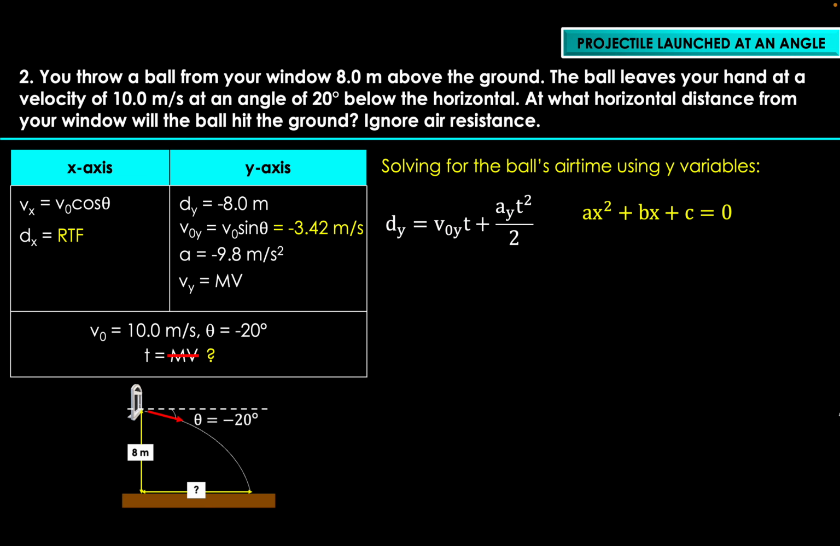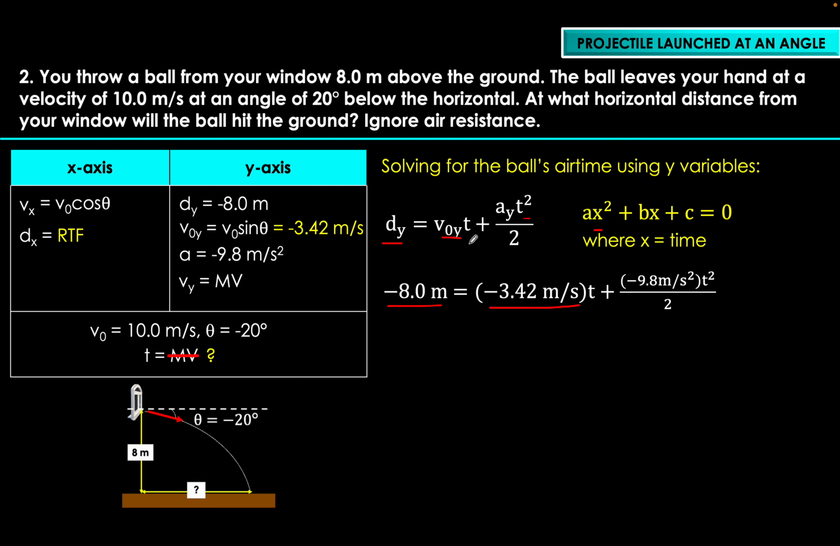Again, this is our chosen equation. It's a quadratic equation where x here is actually time. Next, we plug in the known variables in the problem. So d sub y is negative 8.0 meters. V naught y is negative 3.42 meters per second. Time is the required to find, so it remains as t. And then the plus sign, acceleration in y times time squared over 2. Now, we can simplify this further. Negative 9.8 over 2 would be negative 4.9. So this is how the equation will look if you simplify this part.